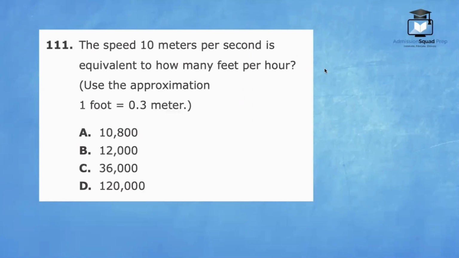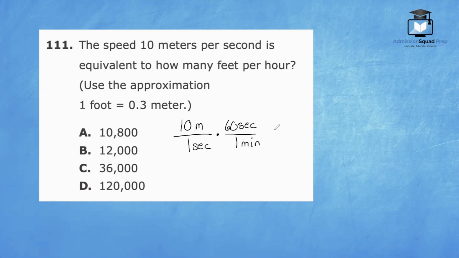Number 111, the speed 10 meters per second is equivalent to how many feet per hour? Use the approximation 1 foot equals 0.3 meters. Let's give this a try. So we have 10 meters in the numerator and 1 second in the denominator. Our first goal is to get hours to be in the denominator. We can start off by using the conversion that 60 seconds are in 1 minute. So we're actually multiplying by this fraction.